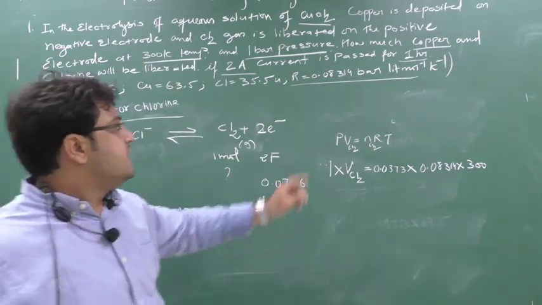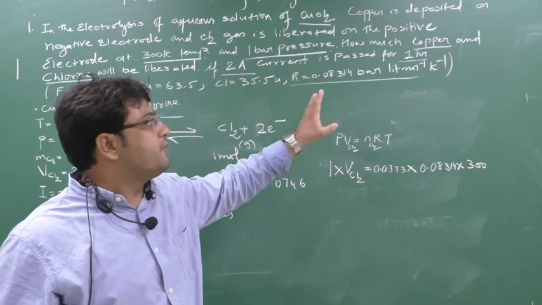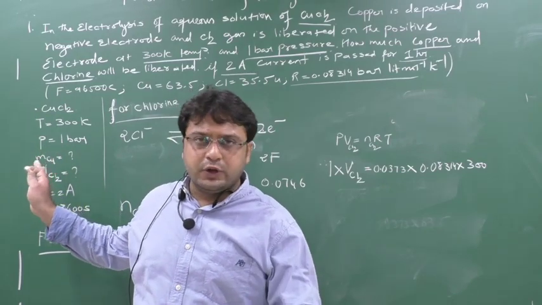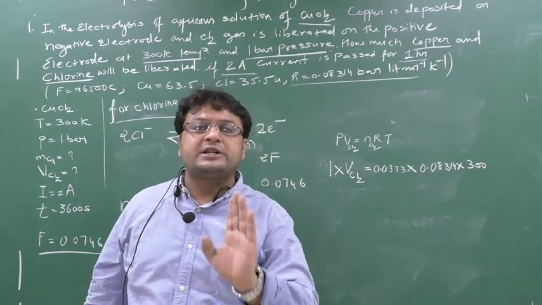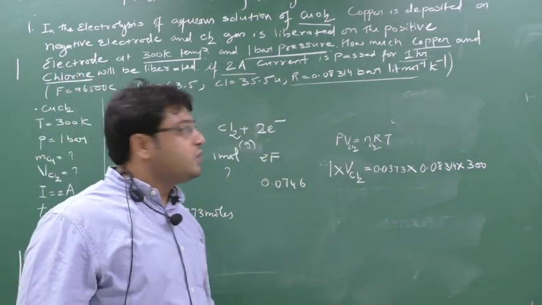Now my suggestion is, always use the value of R in terms of bar, that is 0.08314 bar liter per mole per Kelvin. If pressure in bar is given, well and good. If pressure in bar is not given, please convert pressure to bar. Don't convert this R value. R you always take as 0.08314.